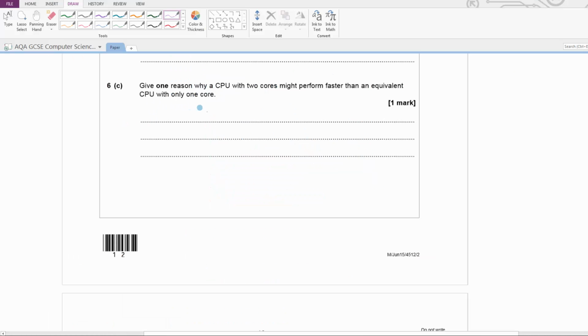Now we need to give one reason why a CPU with 2 cores might perform faster than an equivalent CPU with only 1 core. Well, this is because when you have 2 cores, essentially it's like having 2 CPUs. It's not quite the same, but if the code is optimized, if the operating system is optimized, maybe it can process, in this case with 2 cores, 2 instructions simultaneously. In parallel is probably the more familiar term, but the "may" here is quite important, because if the code isn't optimized, if it hasn't been designed for parallel processing, because not all programs are going to be designed to be processed in parallel.